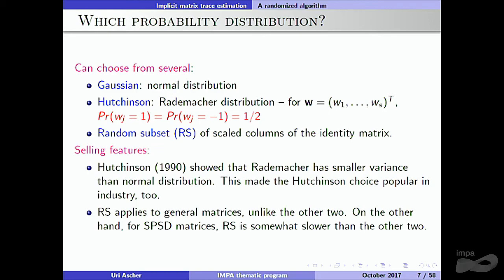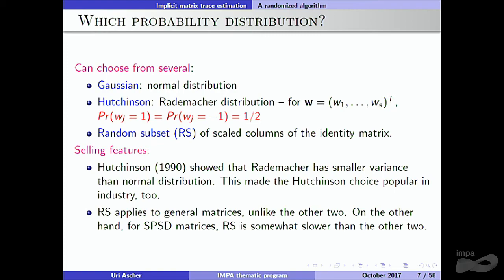So now the question is, which probability distribution are you going to use? And I'm going to suggest 3 possibilities here. The normal distribution, I will call it Gaussian. The Rademacher distribution, which is a special case of Bernoulli. Basically, we are going to choose W's that have components that are either 1 or -1, with probability half, equal probability for 1 or -1. And the random subset is the same unit matrix, but now you choose at random a subset of the unit vectors. Kind of simpler idea, but not necessarily better, just simpler.